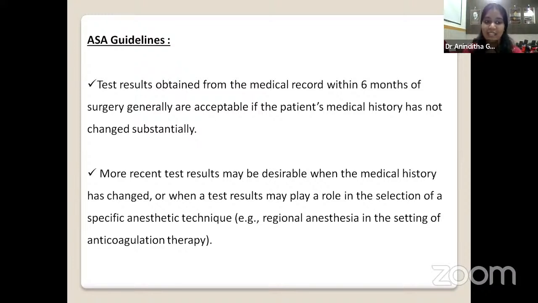What does the ASA guideline say? So the test results obtained from the medical record within 6 months of surgery generally are acceptable for the patient's medical history, provided the medical history has not changed substantially. But more recent test results may be desirable when medical history has changed, as test results may play a major role in selection of anesthetic technique used. For example, regional anesthesia in the setting of anticoagulation therapy.